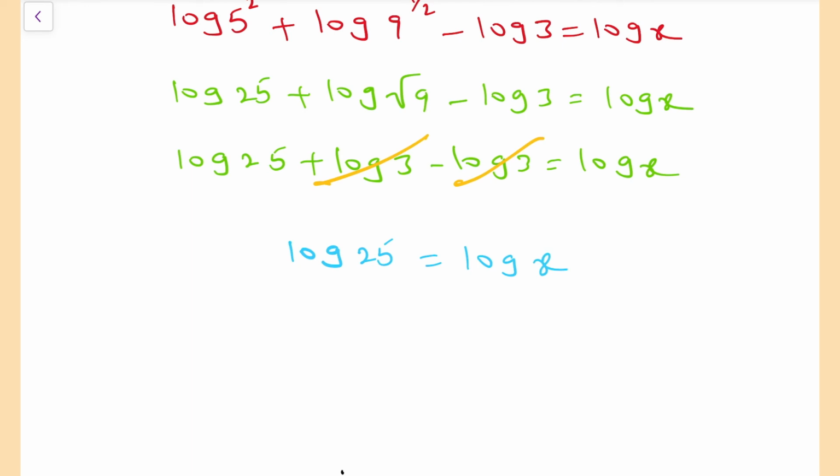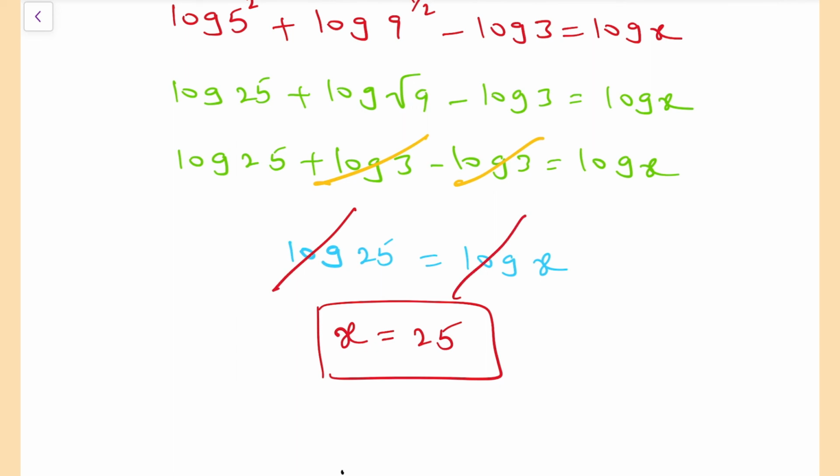So by comparison, on the left side log is there, on the right side log is there. So remove those logs. Then we get x value as 25. Here you should not cancel log like this. Don't make that simple mistake. Okay, so by comparison, x equals 25.